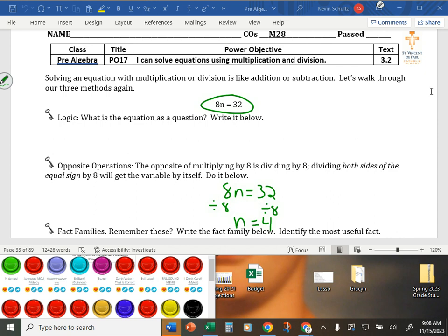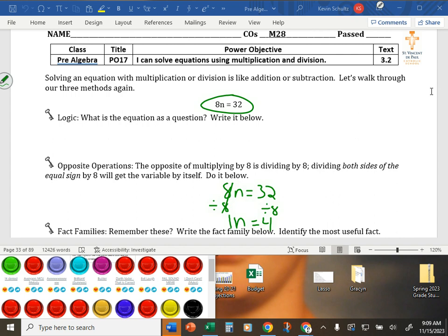On the left side, what happens here is that if you have 8 n's and you divide them into 8 groups, you've got 1 n per group, right? That's how they cancel out. It doesn't equal 0 like it did with addition and subtraction. Here, 8 n's divided into 8 groups gives you 1 n, the value of 1 n. That's what's happening here. Okay?